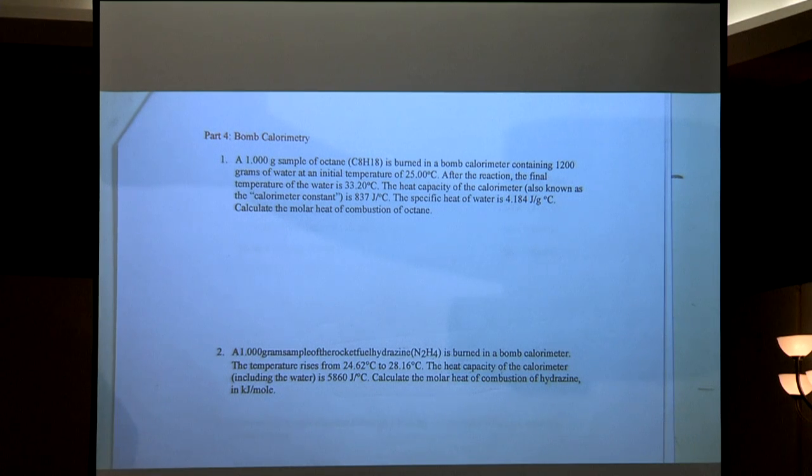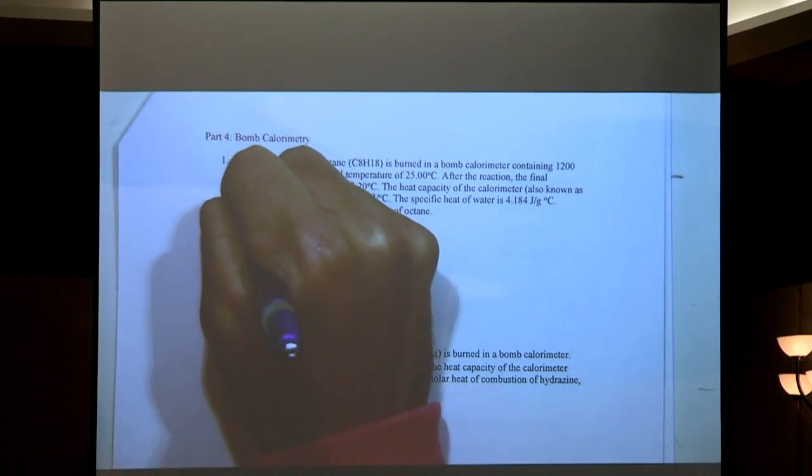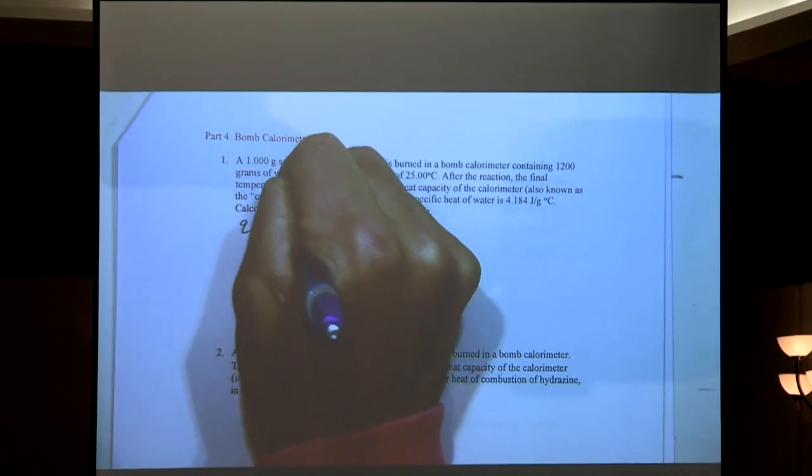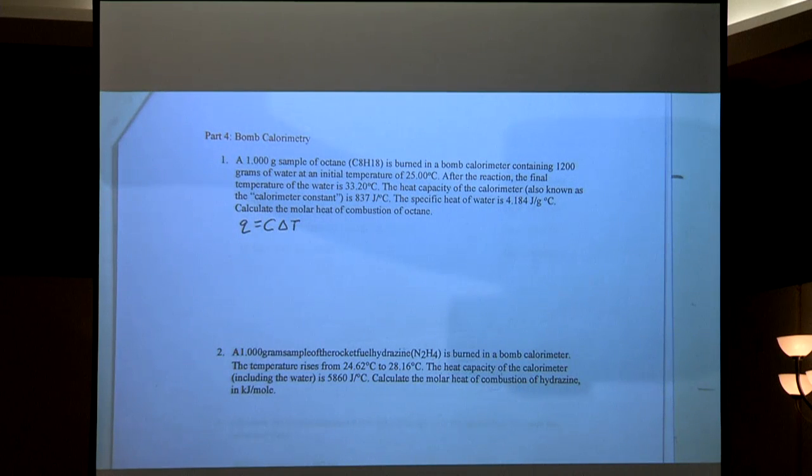Let's start. This is bomb calorimetry. So, bomb calorimetry. What is the main difference between bomb calorimeter and coffee cup calorimeter? No mass. Cool. So what formula are we going to use? Awesome. When you see bomb calorimeter, think of Q equals C delta T.